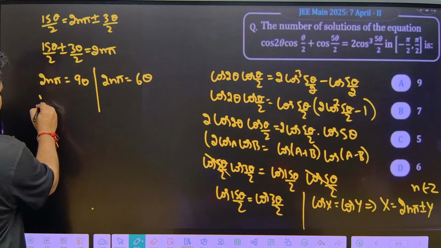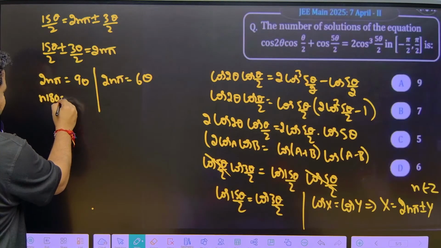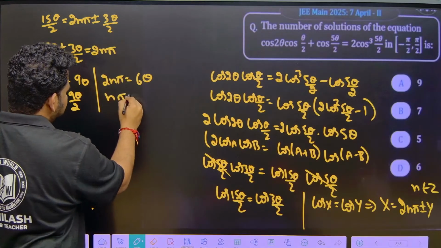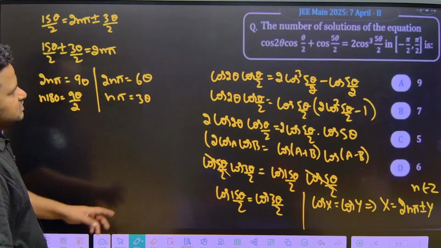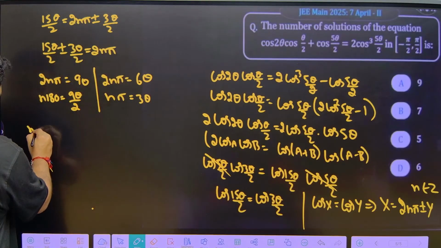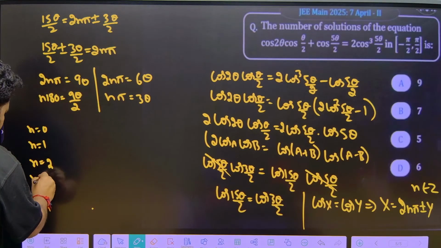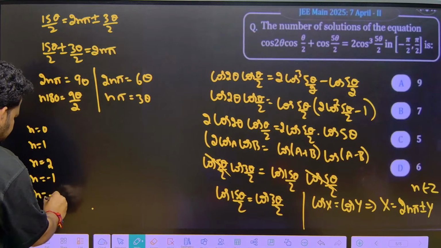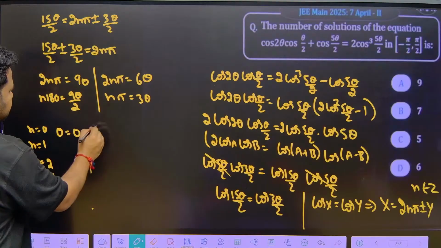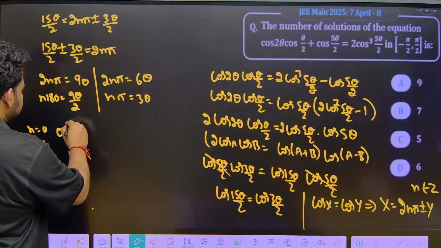So I can write this as n pi, or instead of pi, let me write it as 180. N into 180, this will make my simplification easy. 9 theta by 2. This will be n pi is equal to 3 theta. Now the range is what? Minus pi by 2 to plus pi by 2. So now let me put n is equal to 0, n is equal to 1, n is equal to 2, n is equal to minus 1, n is equal to minus 2, and check the values. Okay. When n is equal to 0, here theta will be equal to 0. Here also theta will be equal to 0. So this is one of the solutions we have.